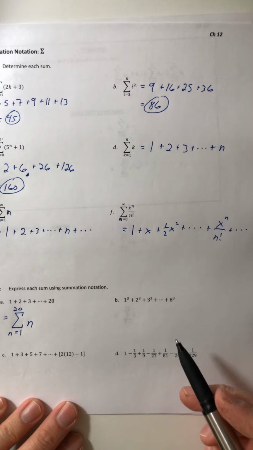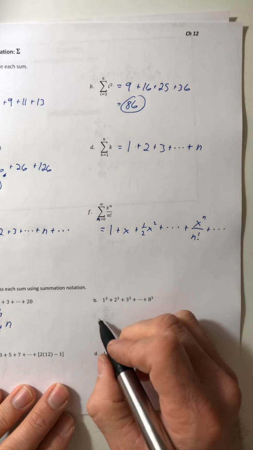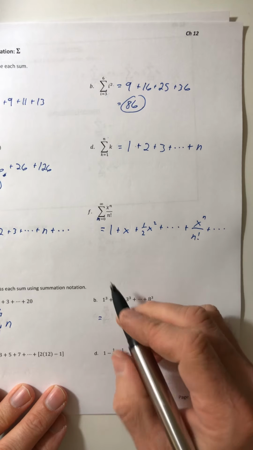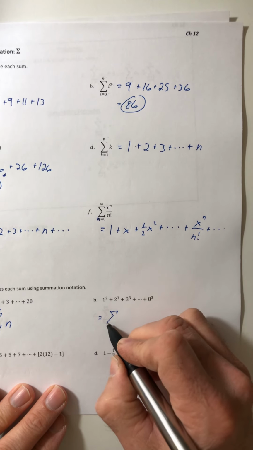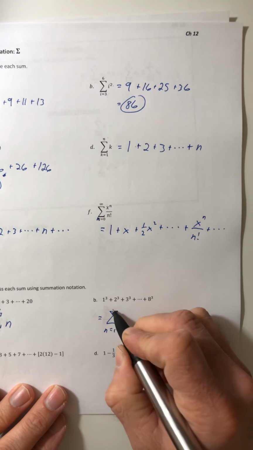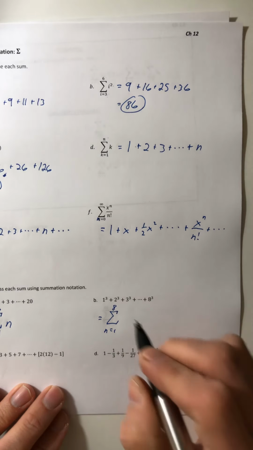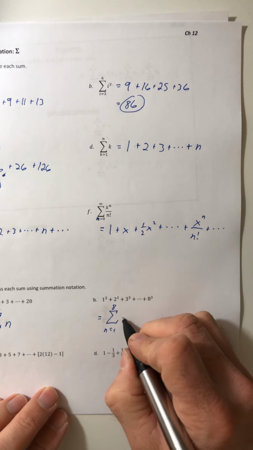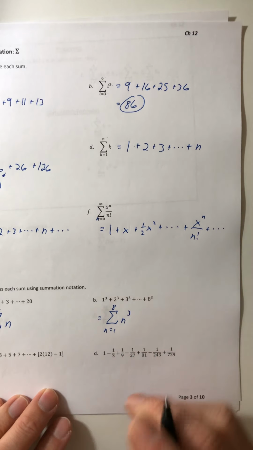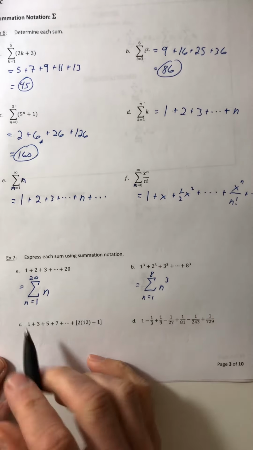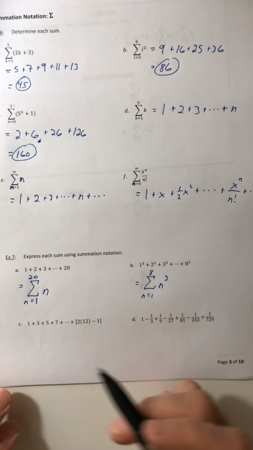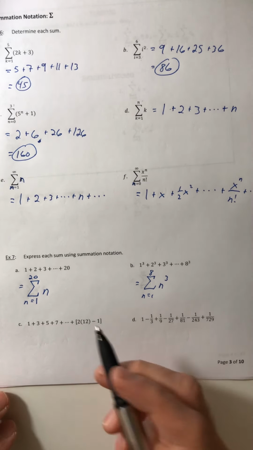For this one we do. So on B, it's going from 1 all the way up to 8. So from 1 to 8. And then what are we doing to each of those numbers? Well, we're raising them to the third power. It's n to the third. You don't have to use n if you don't want to. You can use k or whatever letter, just probably not e or x.